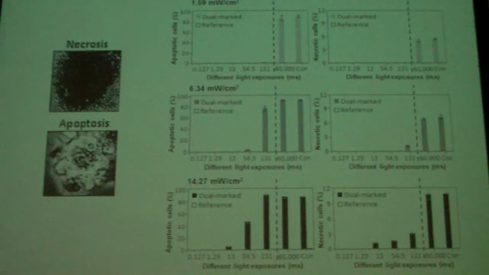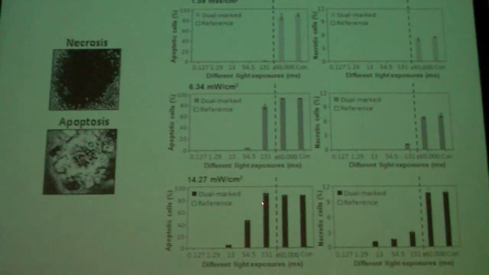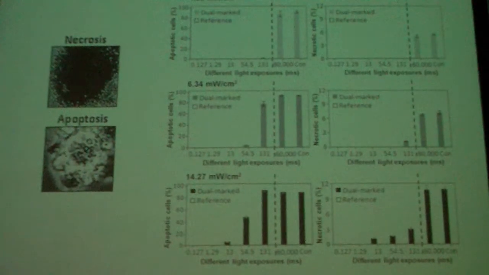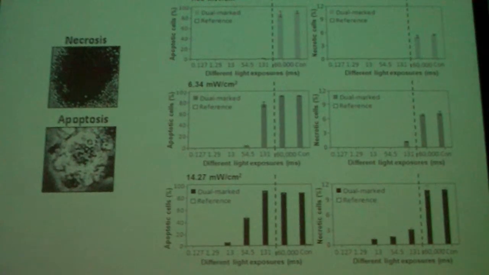also necrosis. In this case, which is the irradiance of 14.27 milliwatt per square centimeter and the pulse length of 131, we have nearly the same amounts of apoptotic cells compared to the continuous case. But the amounts of necrotic cells are much lower, which is a benefit of this excitation.